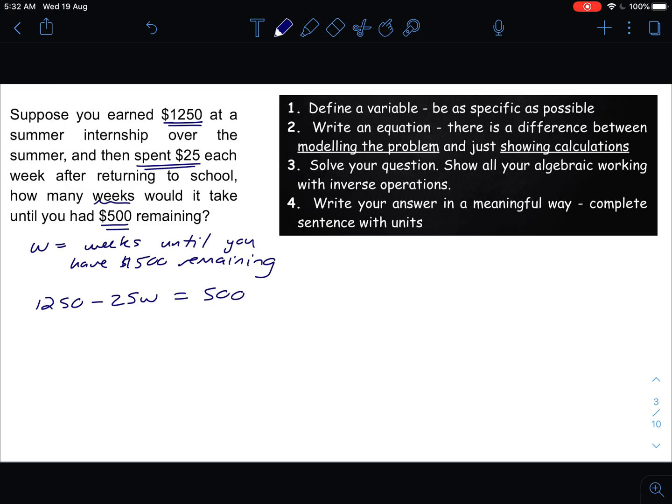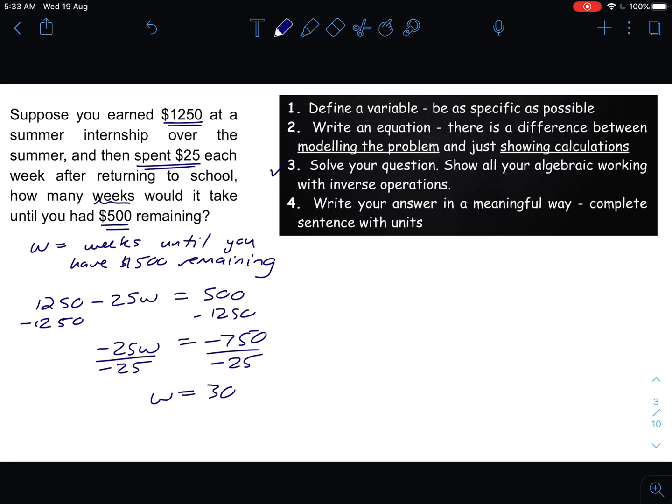Okay, now that you've got your equation, I just go through and solve it using my inverse operations, just like we've been practicing. So I'm going to subtract 1250 on both sides. I'm left with negative 25W equals negative 750, divide by negative 25. Oh, sorry, that should be negative 750. And W is equal to, I believe that is 30, if I'm doing my mental math correctly. So that is my answer.